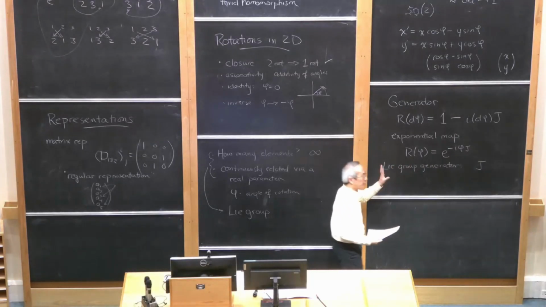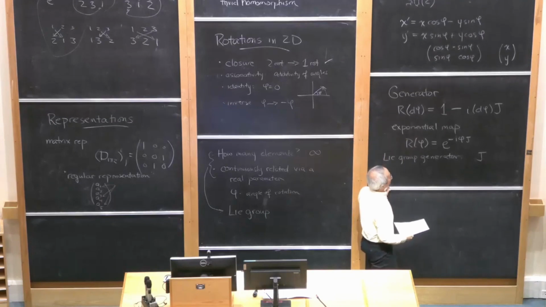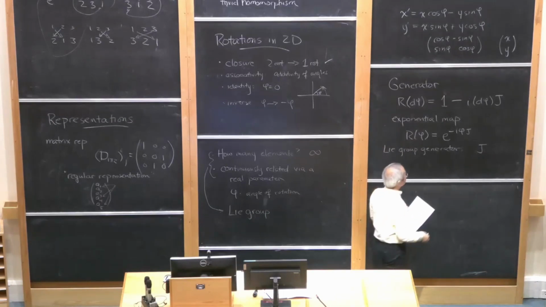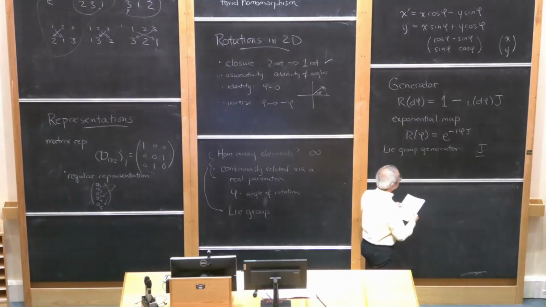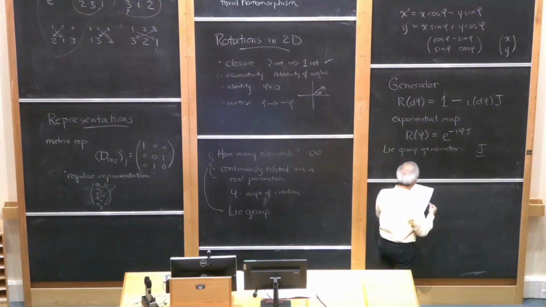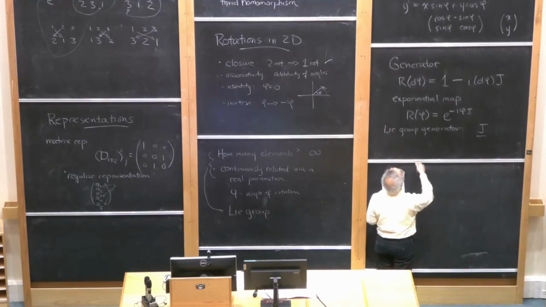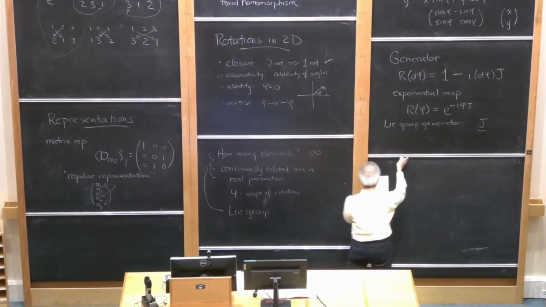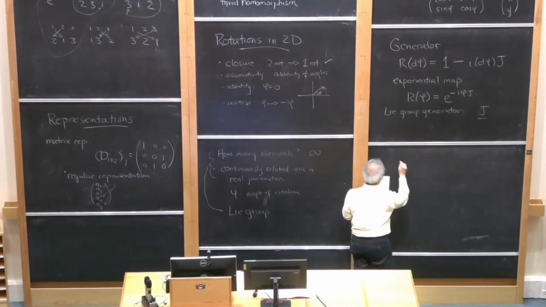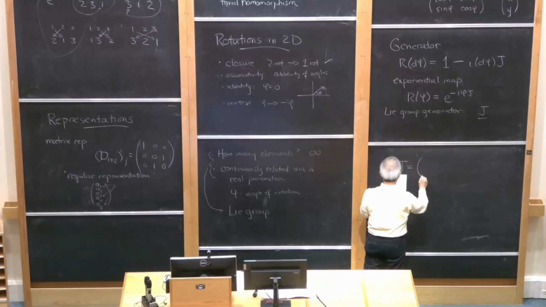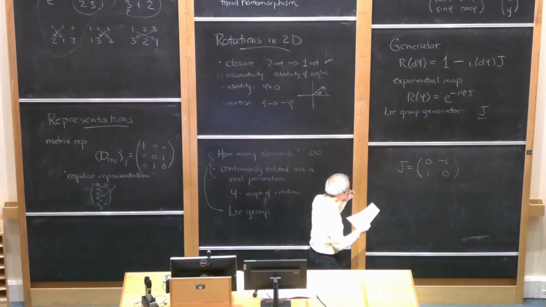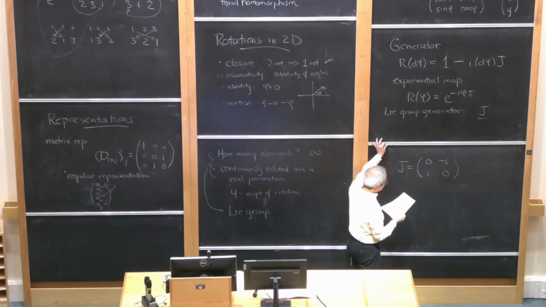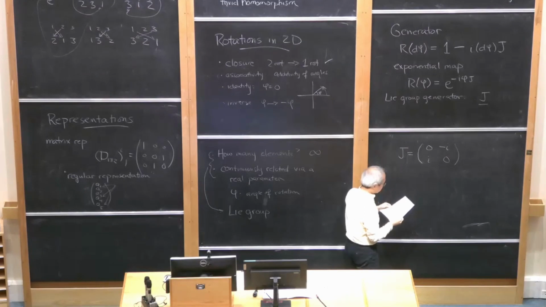A little bit confusing, a little bit unfortunate usage, but in any case, this is the one that you will see. Now, to get that particular rotation matrix, you will find that J is equal to 0 minus i, i 0. So you can plug that into your exponential map and get the right rotation matrix.